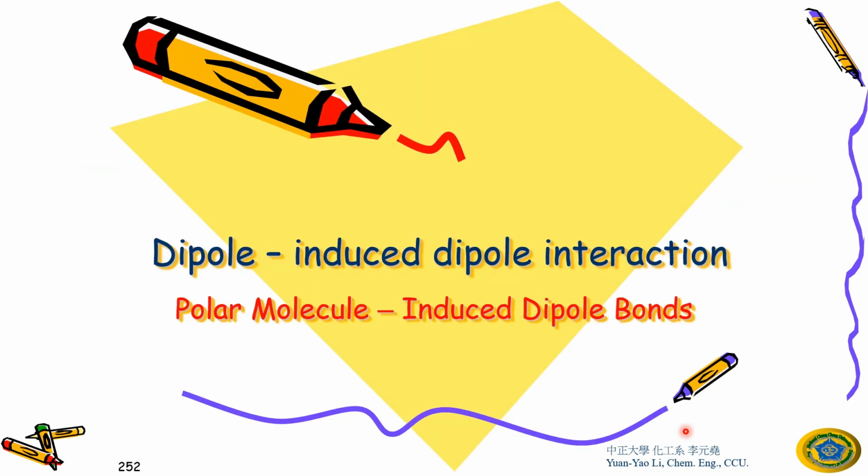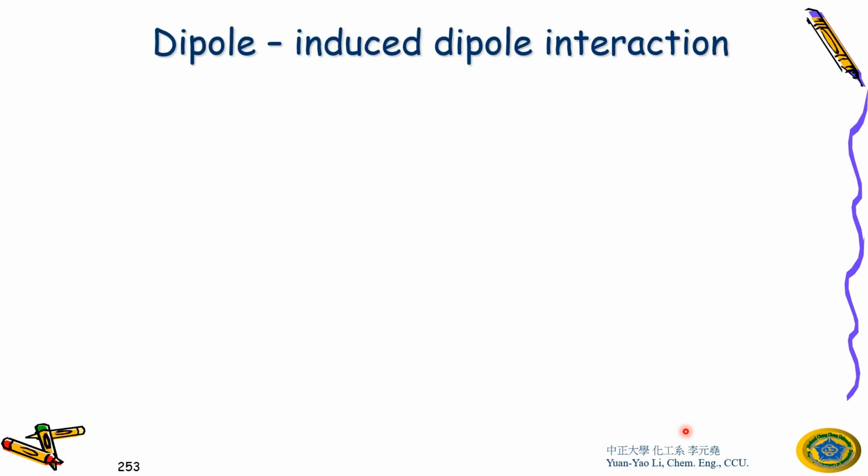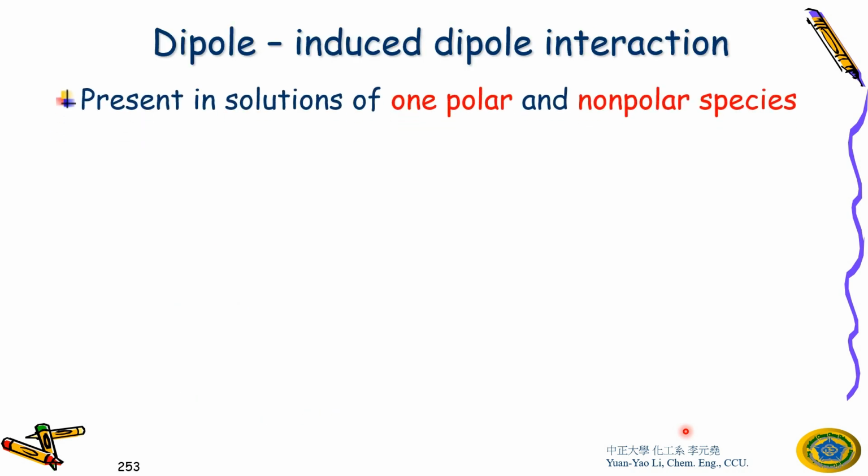Right. The second topic is induced dipole interaction. Okay. This is dipole molecules and induced dipole bonds. So this is an example. They are present in a solid. Okay. They are also present in solutions of one polar and one non-polar species. So this is an example. Hydrogen chloride, right? And assume again you have a negative end and a positive end, and for sure this is a polar molecule.